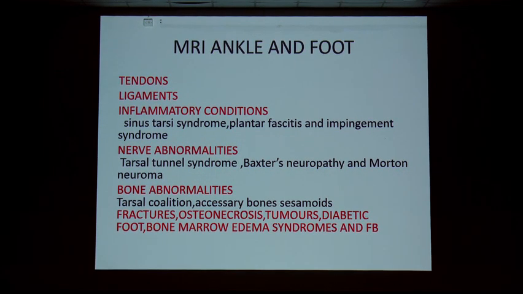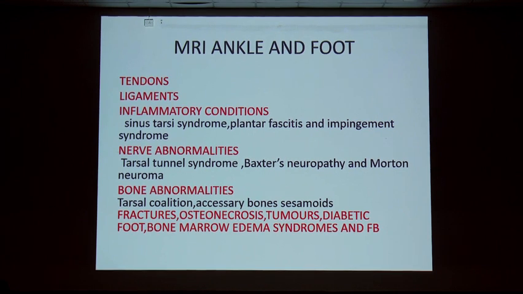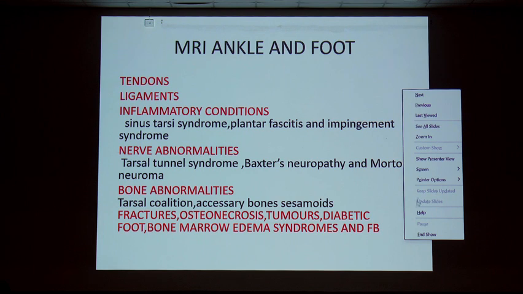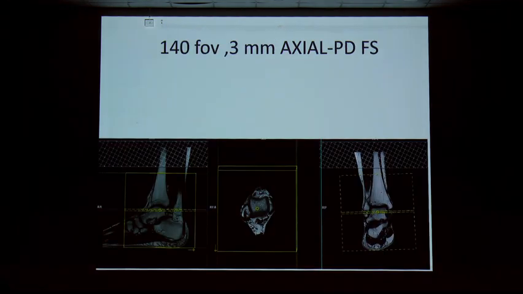Whenever we evaluate the ankle joint, we have to look at tendons, ligaments, inflammatory conditions, neural abnormalities, bone abnormalities, and other conditions like fractures, osteonecrosis, tumors, diabetic foot, bone marrow changes, and syndromes. The FOV should be less than 140, with 3 millimeter slices or less. We can use FS or without FS. STIR sequences are also a must to see bone marrow edema.